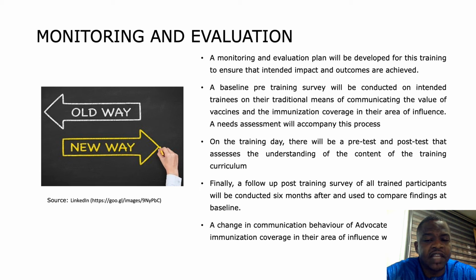6 months after, to find out if the national coverage in their area has increased, and if they actually are practicing this new way. Because if you're not practicing it and you see an increase, you cannot attribute that increase to this new way of communication. So we expect that after this training, when we do the monitoring and evaluation, we're going to see that these advocates have adopted this new way of communicating, and that has led to improved vaccine uptake and then immunization coverage in their area of influence.